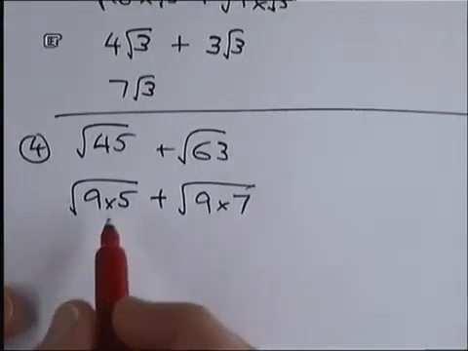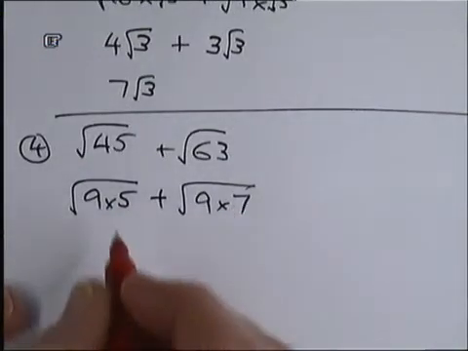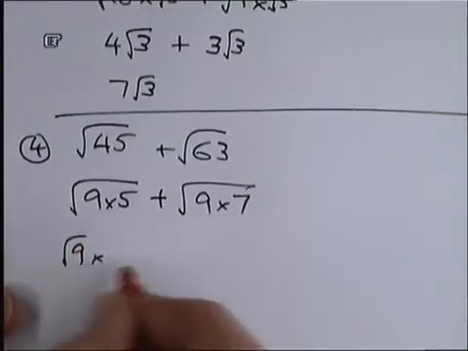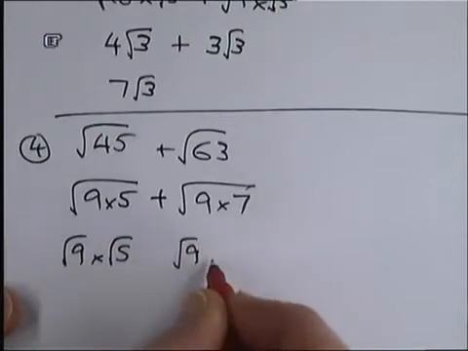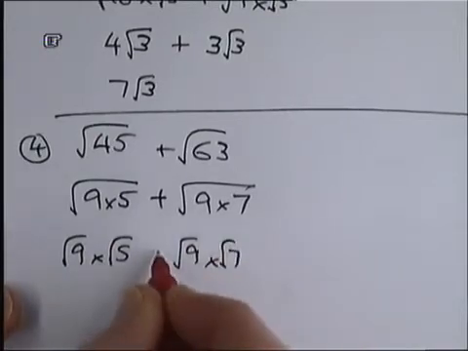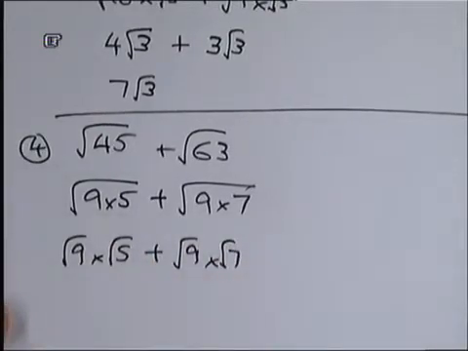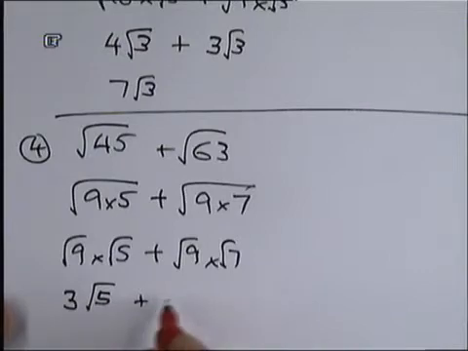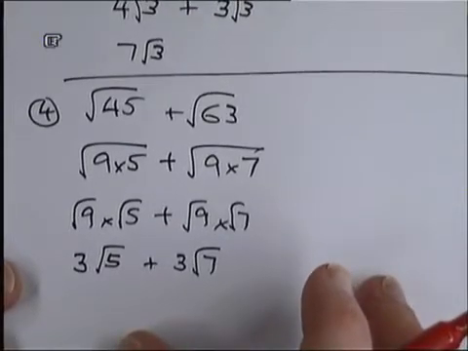Using the splitting up trick, because we're multiplying inside the square root, that's the square root of 9 times the square root of 5. Over here, it's the square root of 9 times the square root of 7, and those bits are being added together. Square root of 9 is just 3, so it's 3 root 5, and over here, the square root of 9, that's also 3, so I've got 3 root 7. So I've got 3 root 5 plus 3 root 7.